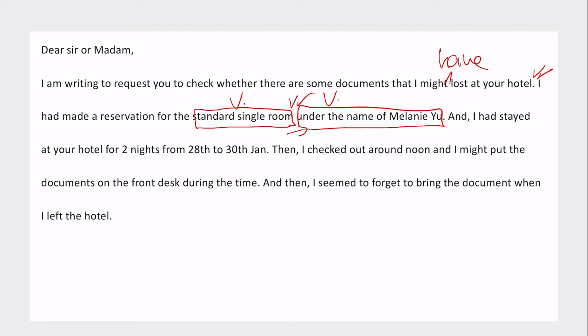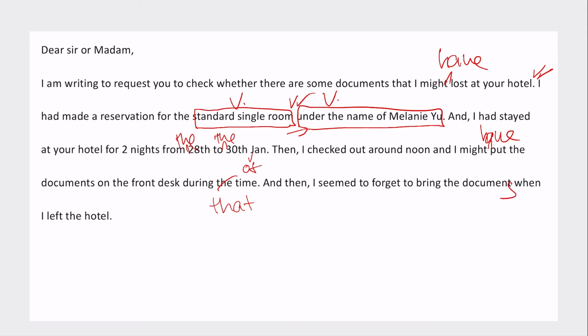"I made a reservation for the standard single room under the name of Melanie Yu, and I had stayed at your hotel for 2 nights, from the 28th to the 30th of Jan. Then I checked out around noon, and I might have put the documents on the front desk during that time. And then I seemed to forget to bring the documents when I left the hotel."